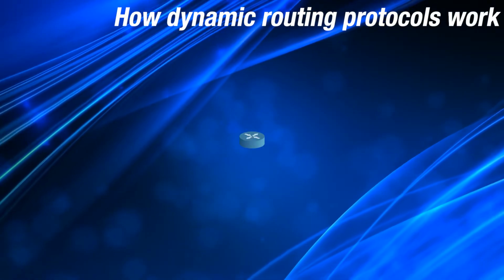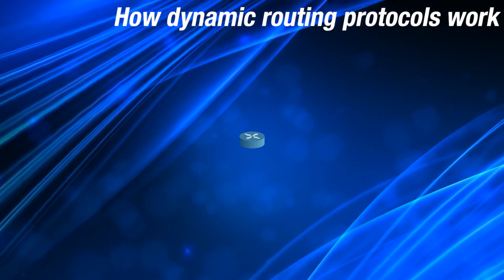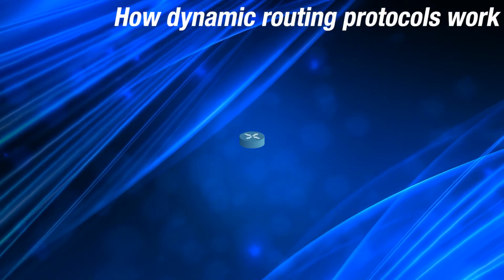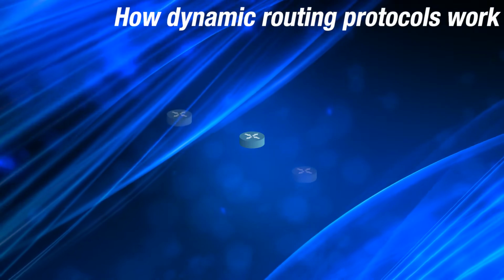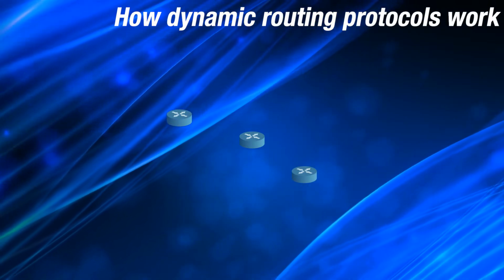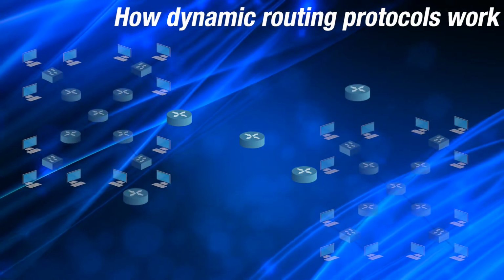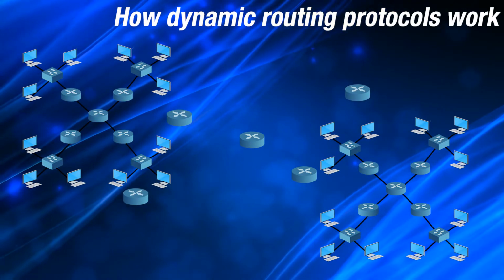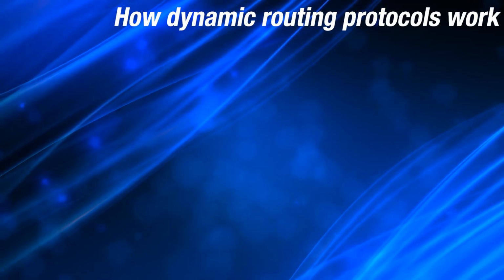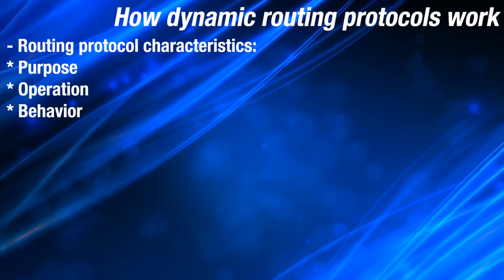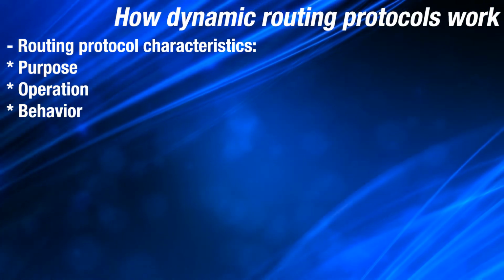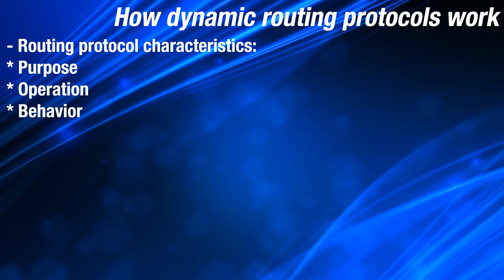The router begins with a cold start, where it knows nothing about the surrounding networks. From here, the router does network discovery, where it talks to all the other routers and requests more information. Once all the routers have exchanged information and calculated their best routes, convergence is achieved. All dynamic routing protocols have their own characteristics, like purpose, operation, and behavior. Let's talk about them.